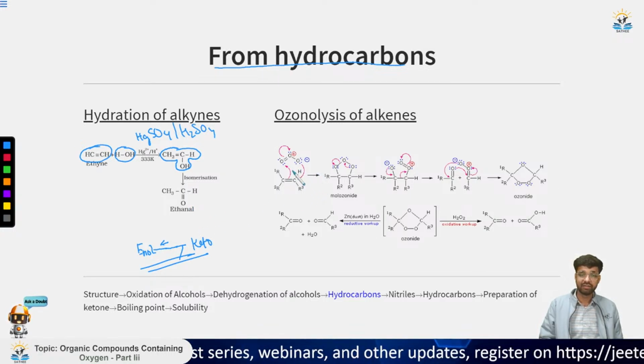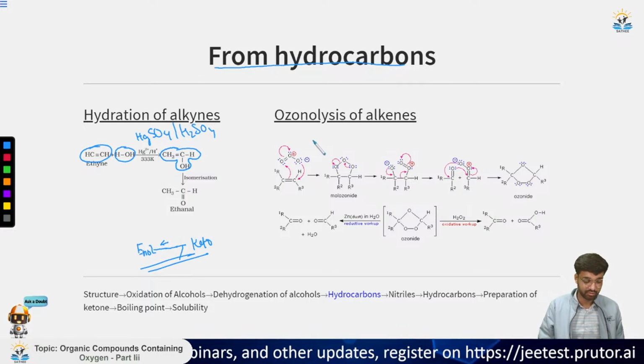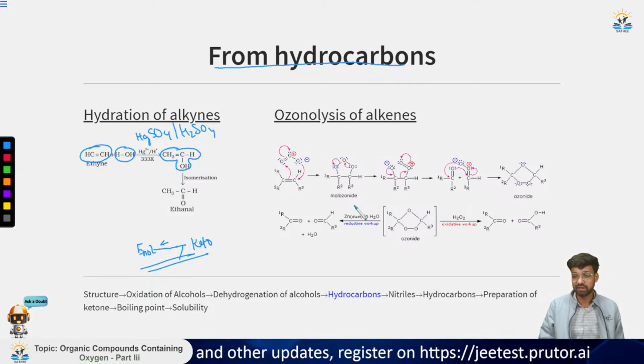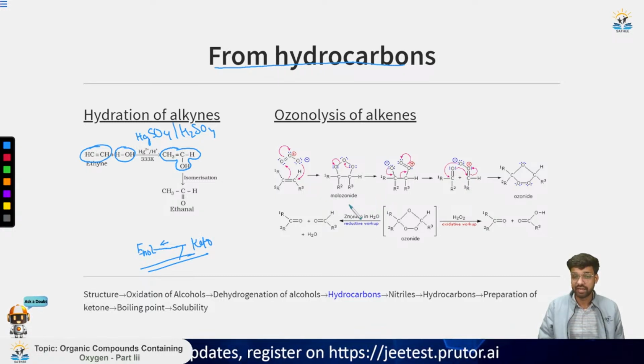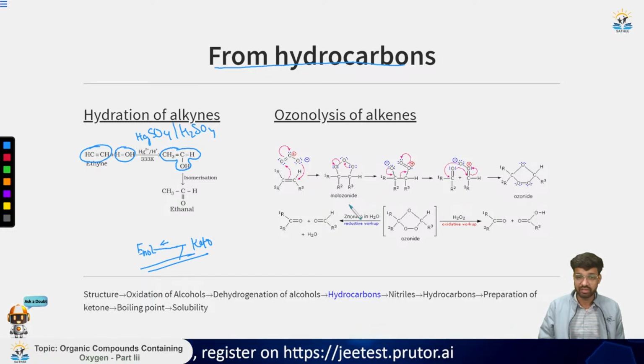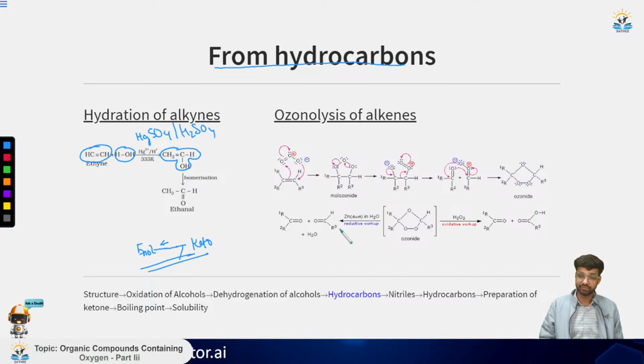Now the second method that we have here is ozonolysis of alkene. So this is a very important method. These questions are often asked from this part. So this is a kind of reductive ozonolysis. So we can have two ways. First is oxidative, which we use to prepare carboxylic acid. Since we need a lower oxidized carbon, we are using the reductive one.